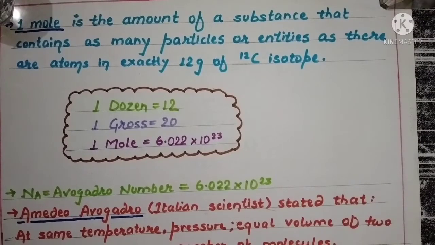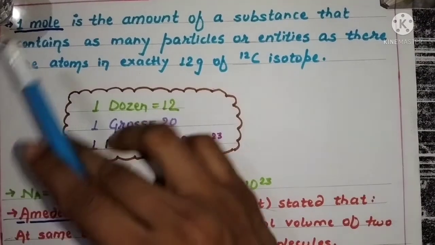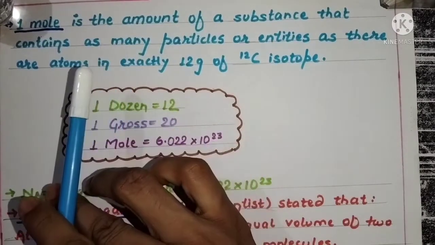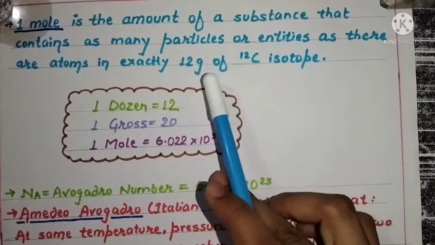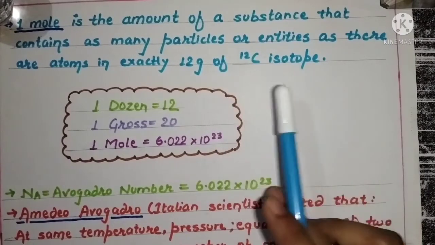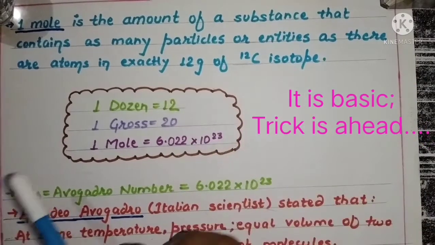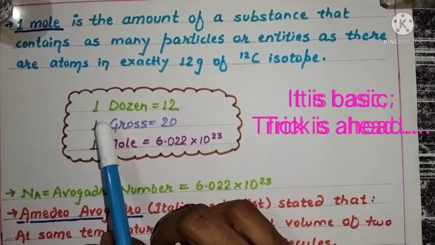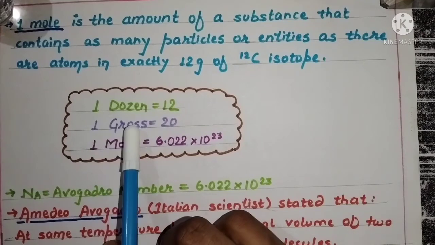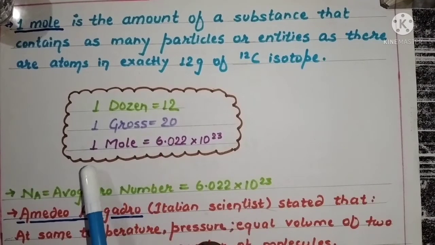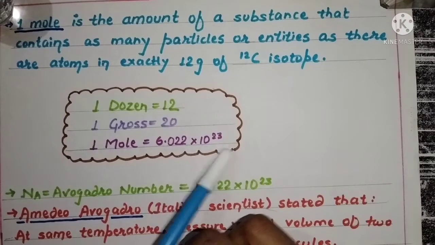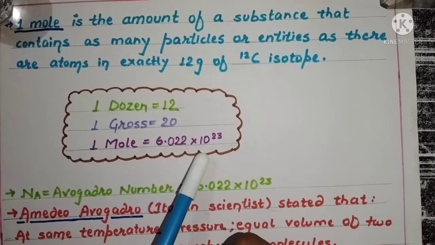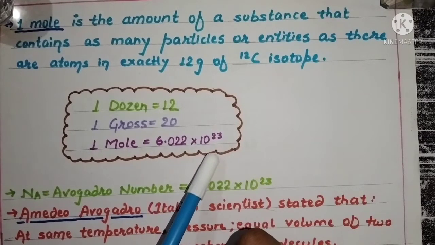Now if we go for the definition of mole, 1 mole is simply the amount of substance that is present in 12 gram of the 12C isotope. In an easy way you can understand it like 1 dozen equals 12, 1 gross equals 144. Similarly, 1 mole equals this number. This number is called Avogadro number, that is 6.022 into 10 to the power 23.